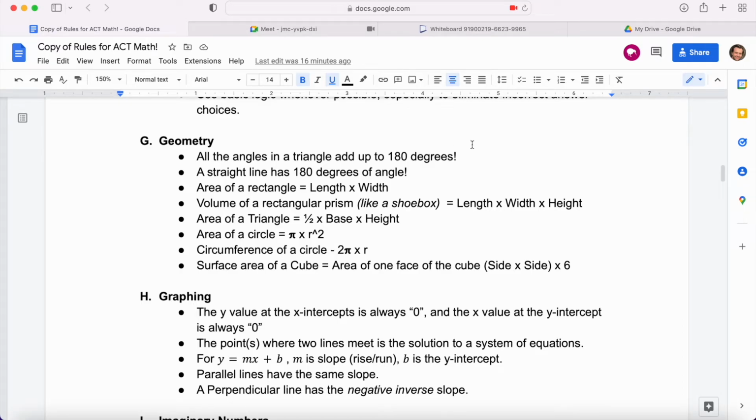Oh, wait, no, that's straight line. Okay, it's first bullet point. There we go. First bullet, all angles in a triangle add up to 180 degrees. Yeah, okay. All right, so you do have to know that, right? Okay, I will.